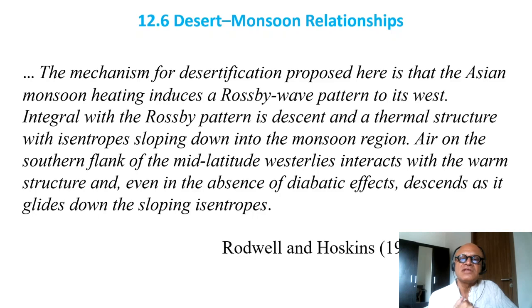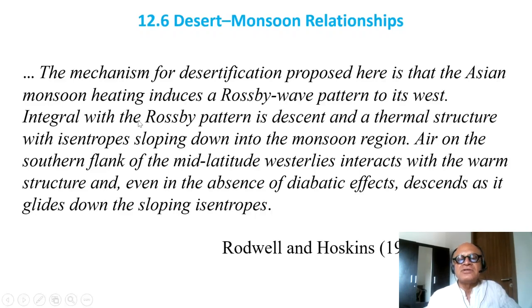Continuing that monsoon desert feedback then, Rodwell and Hoskins noted Charney's idea of this albedo feedback, where if you have desert forming, bare soils, rocks, and sand having high albedo create net heat loss in the radiation balance, and whether that could have a self-induction effect. They argued that the mechanism of desertification proposed here is that the Asian monsoon heating induces a Rossby wave pattern to its west, as we know.